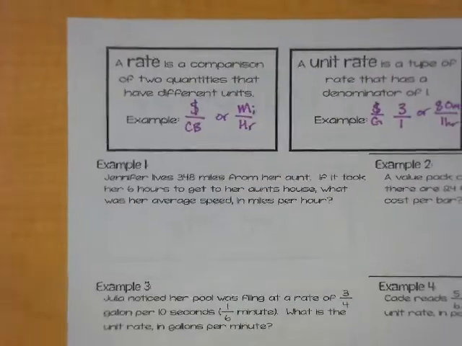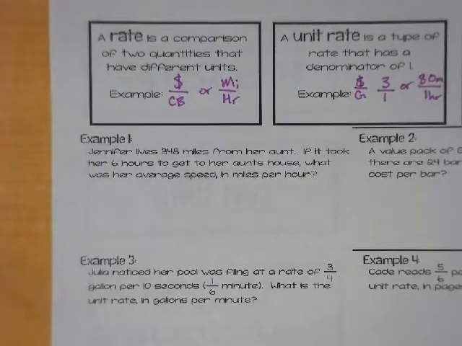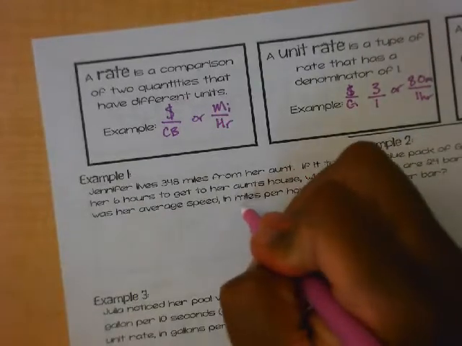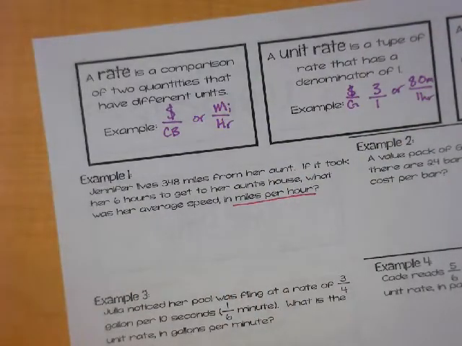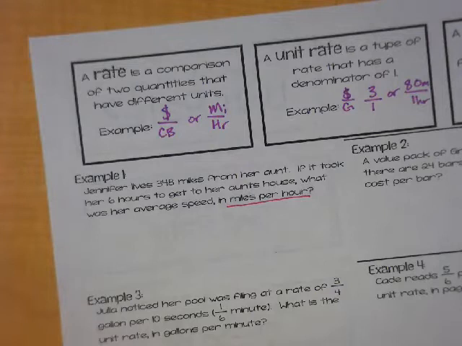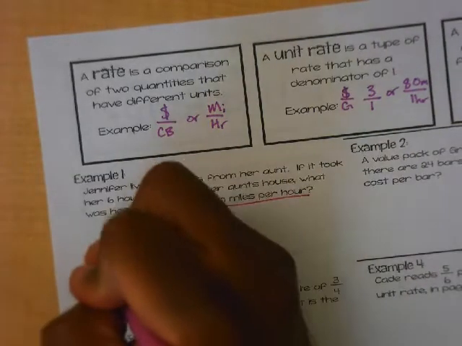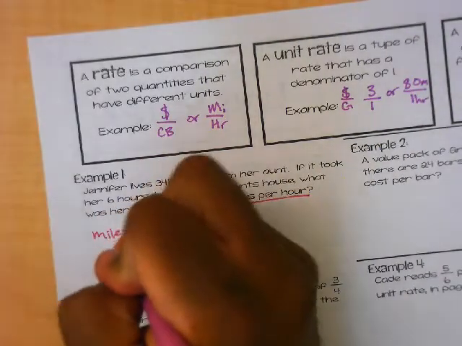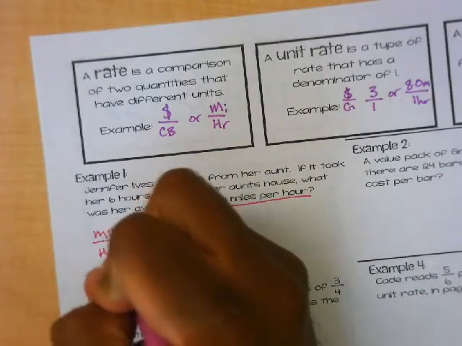So let's look at the first example. We're going to find the unit rate. They're going to give us a rate, and they're going to ask us to find the unit rate. So Jennifer lives 348 miles from her aunt's. If it took 6 hours to get to her aunt's house, what was her average speed in miles per hour? Those are the units they want us to use: miles per hour.